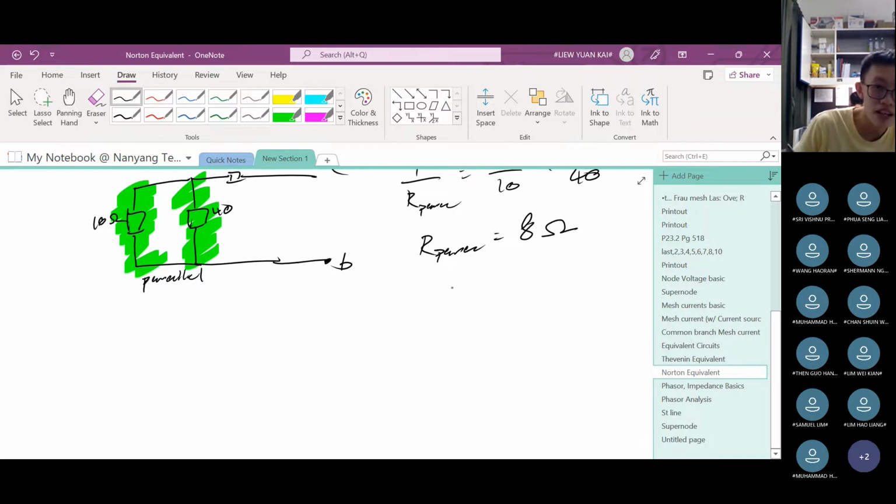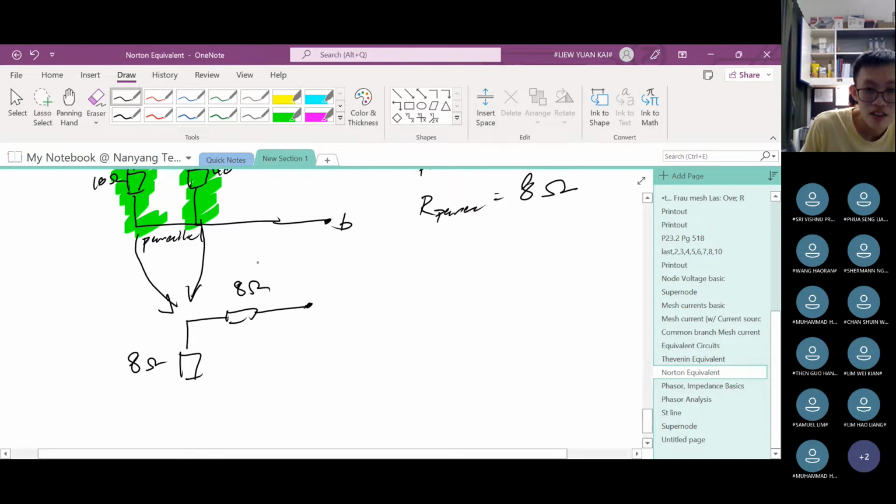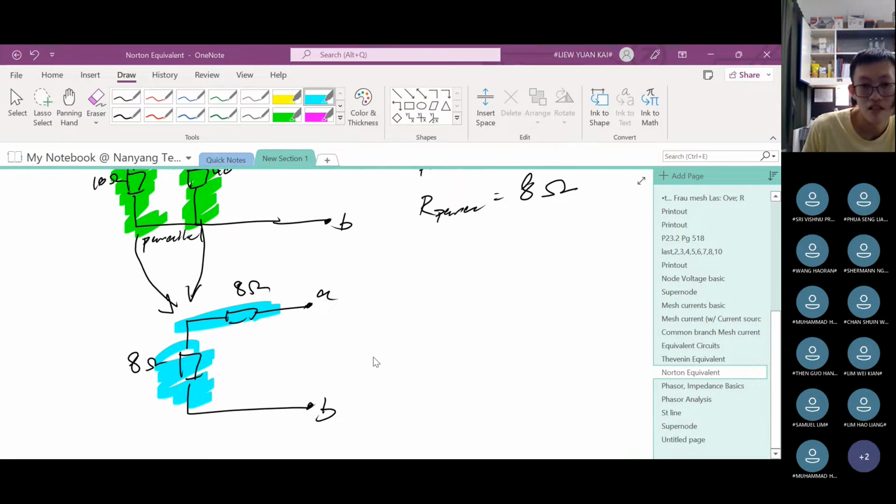So when I combine these two together, I merge this together, it is just like saying I put a single resistor, only one resistor of 8 ohms. And then everything else remains the same. So this one over here is 8. This is A, and this is B. So now these two, this 8 ohms, are they series or are they parallel?